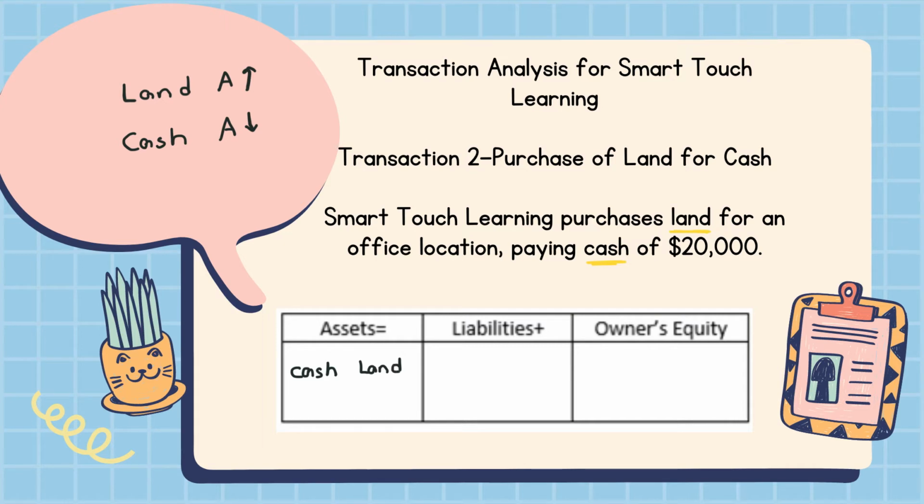Cash decreased by 20,000, a decrease, so it is between brackets, which means negative, while land increased, so plus 20,000. As you can see, both accounts are under assets, on the same side, both before the equal sign. One of them increased and one decreased, so my equation is still balanced.